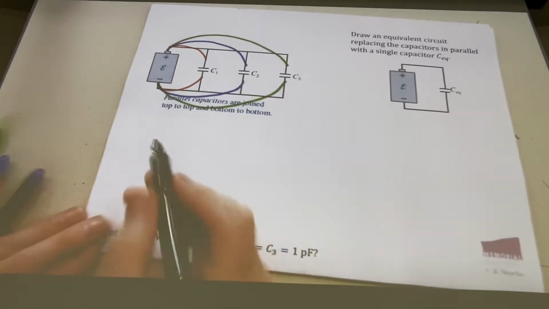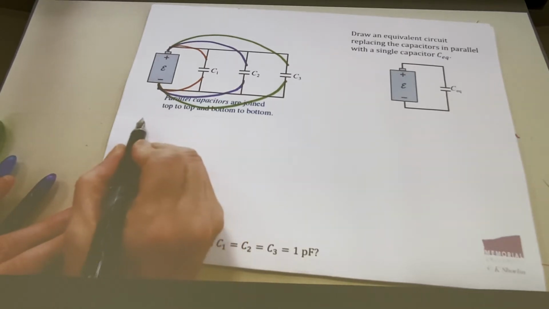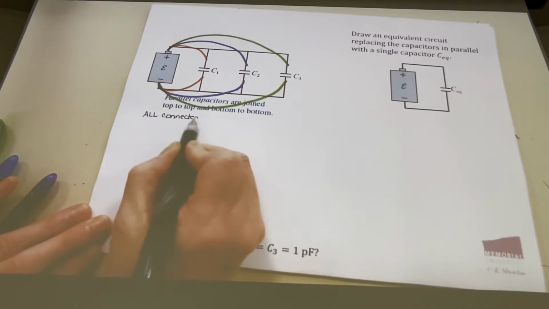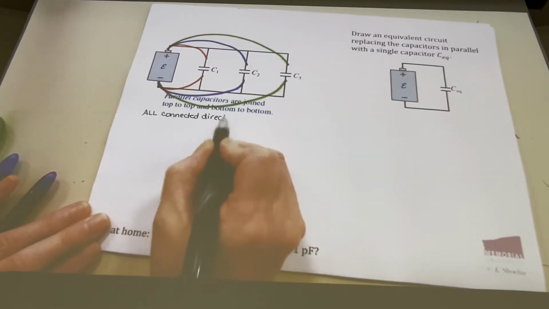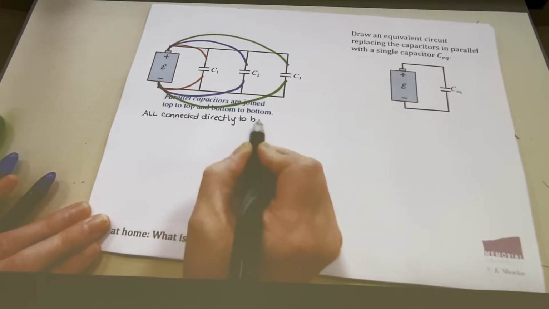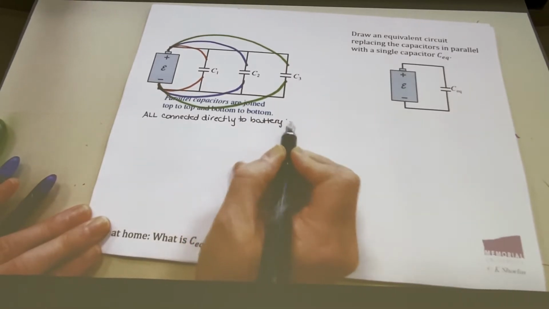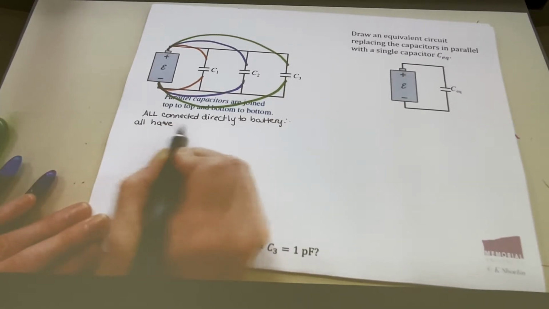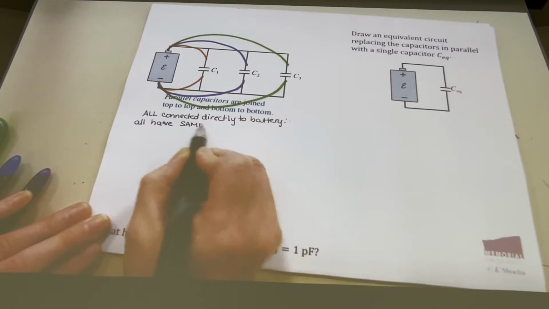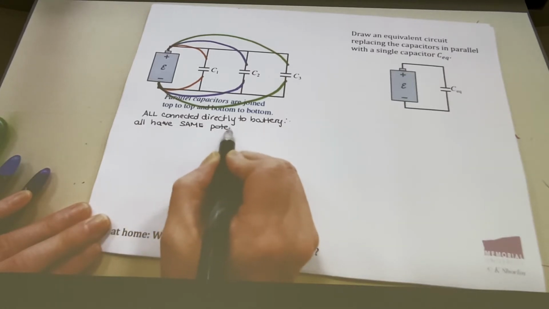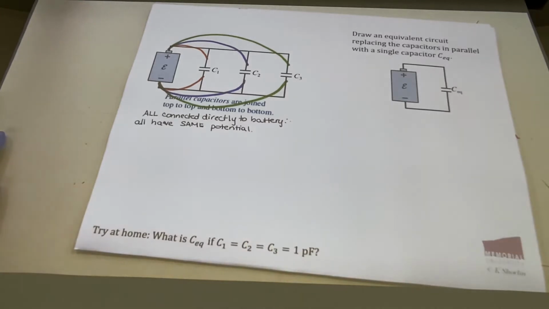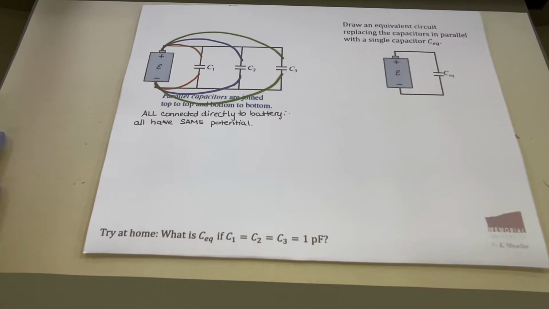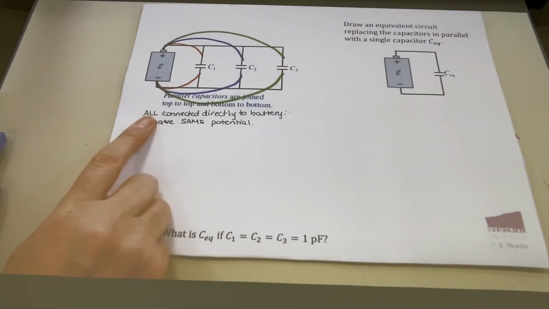So let's make a note about that. So all capacitors are connected directly to the battery. Therefore, they all have the same potential. So that's one thing we know about parallel connections. Anything connected in parallel has the same potential. So that takes care of that bit.